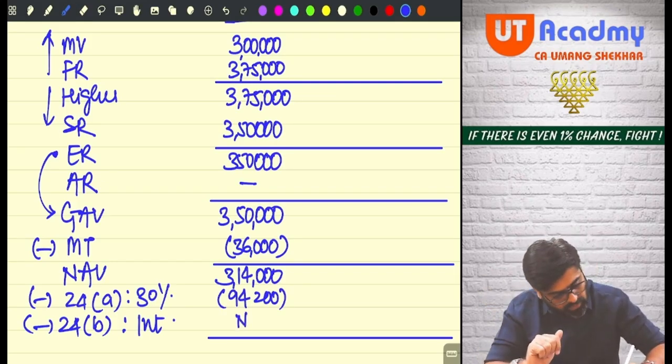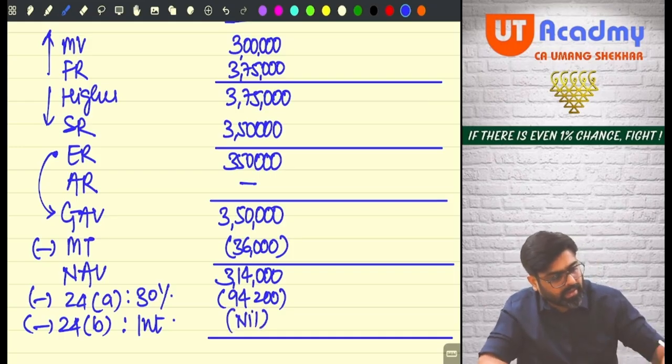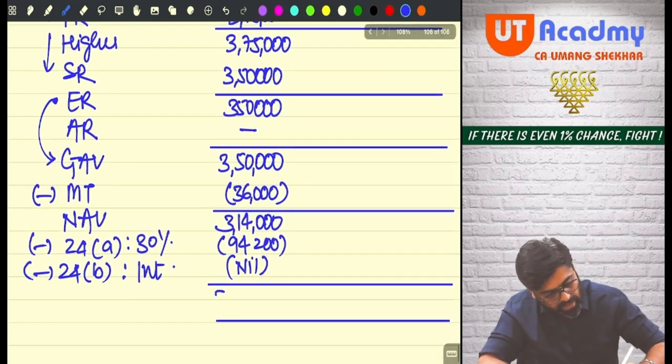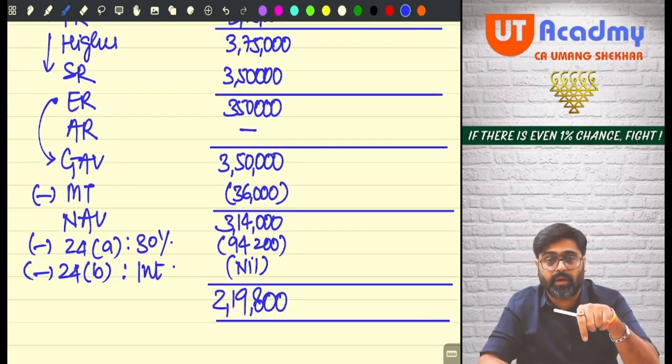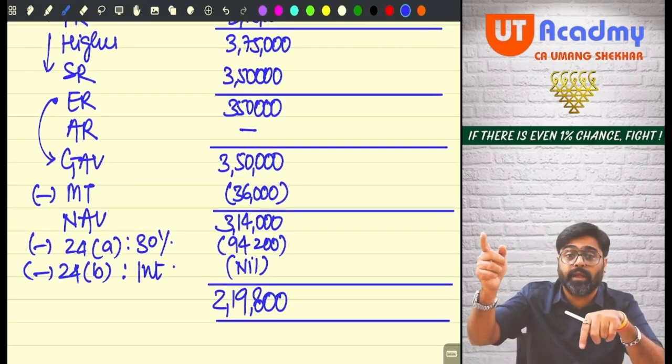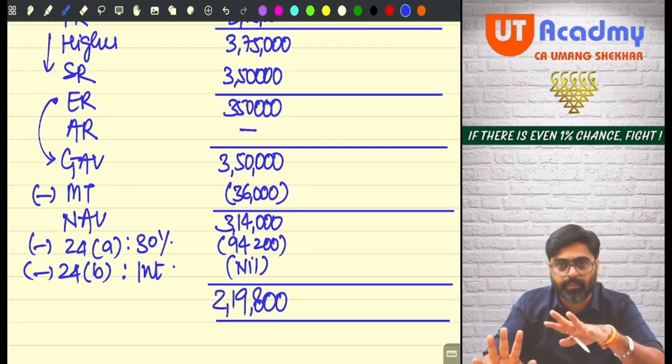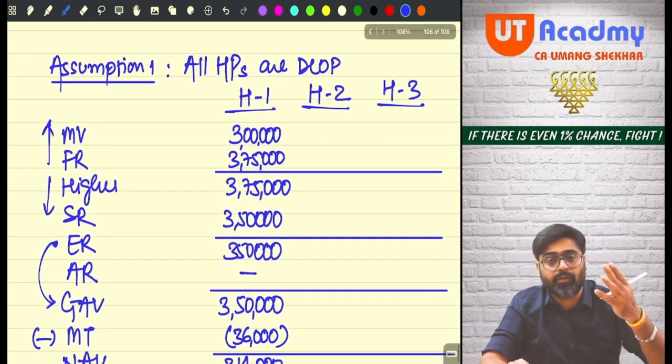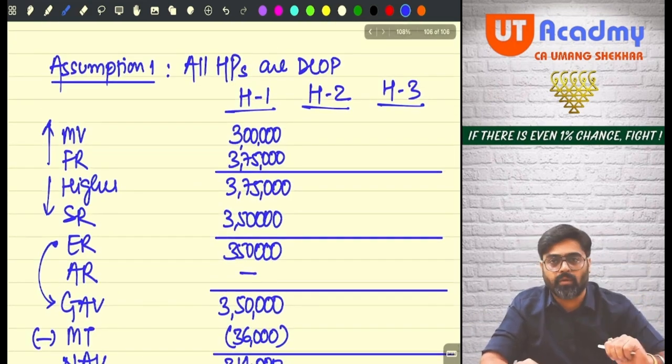And there is no loan taken for house 1, so there is no interest on housing loan. Yes or no? So reduce that. You will directly get 2,19,800. This is the income of house property 1, if you treat this house property as DLOP. Getting my point?